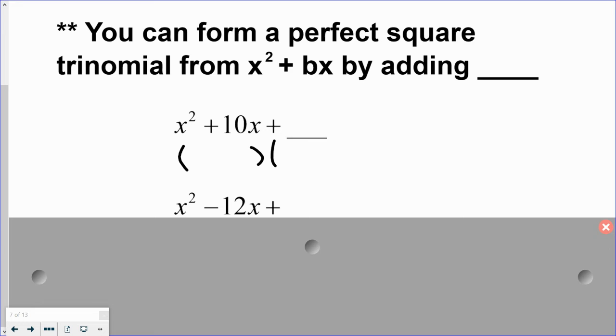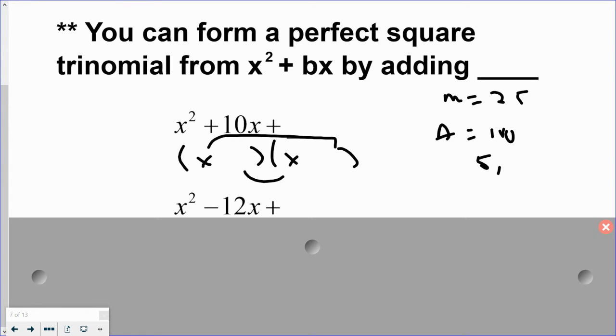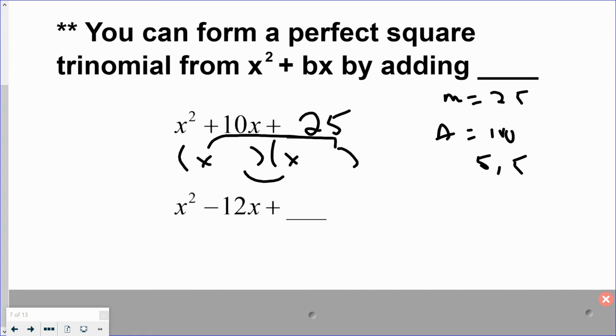I want to be able to factor this into two factors so that this is an x, this is an x, but this one and this one have to add up to make 10. So it adds to make 10, and the kicker here is both numbers must be the same. That means this multiplies to make 25, because my numbers are 5 and 5. So this is 25.